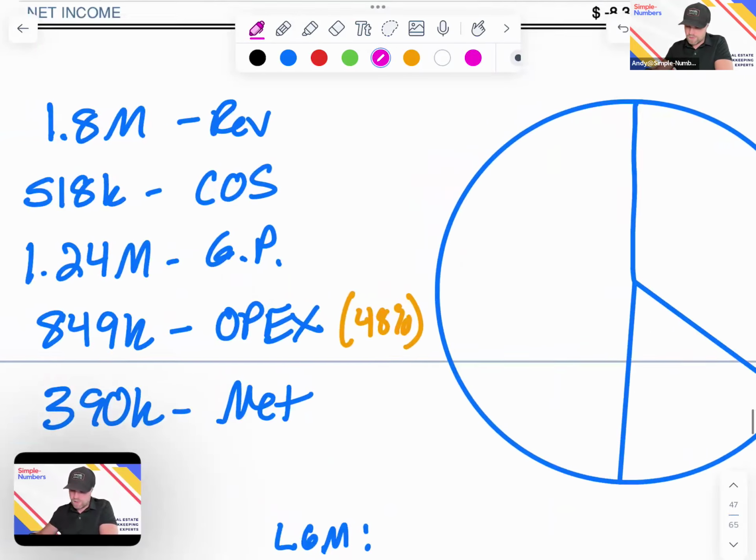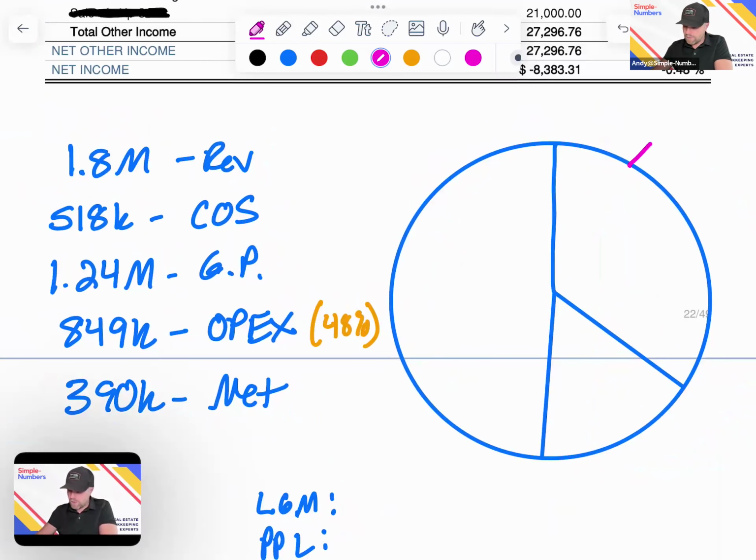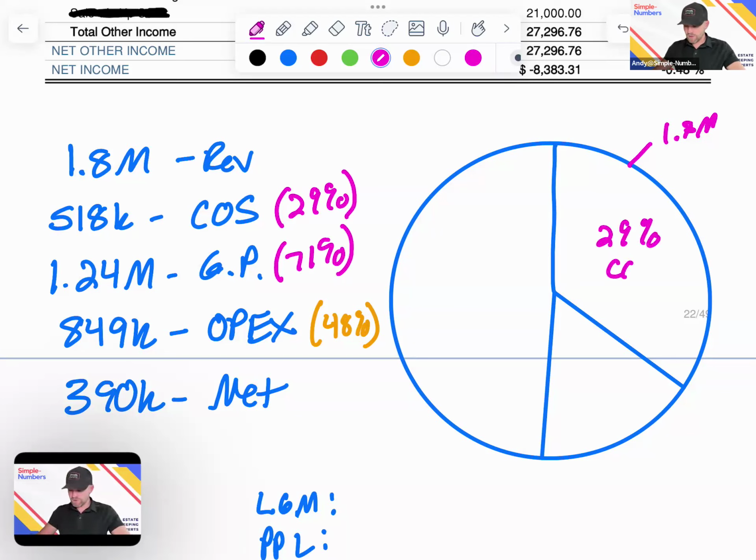So here's how that broke out. Again, 1.8 million in total revenue. That was the pie. We took 518,000 or 29%, and we paid that out in cost of goods sold. We were left with 71% in gross profit. So cost of sale there, and we were left with the majority of the pie left in gross profit. But then we had to pay the bills, 48% on operating expenses. Yikes. And unfortunately, that left us with only 22% net profit.